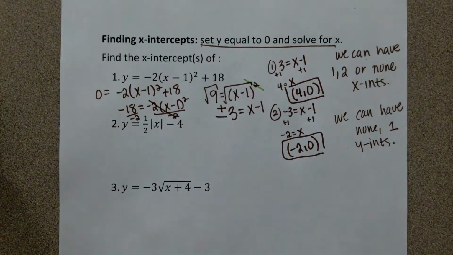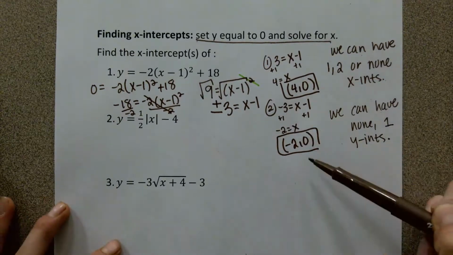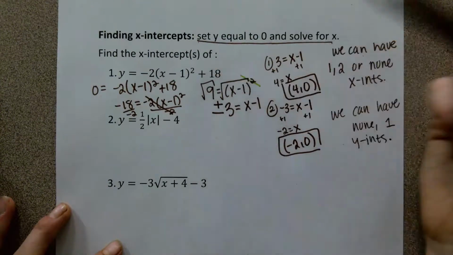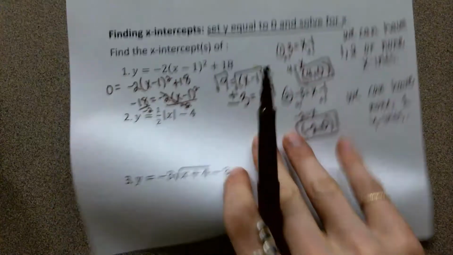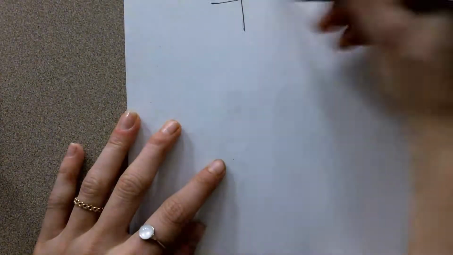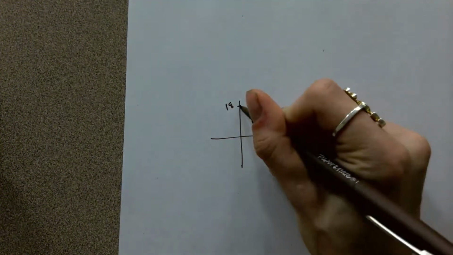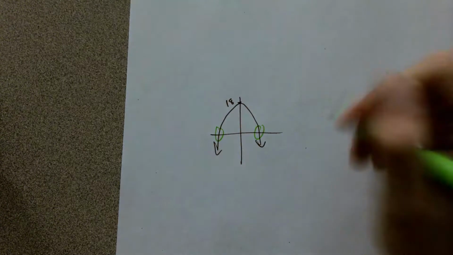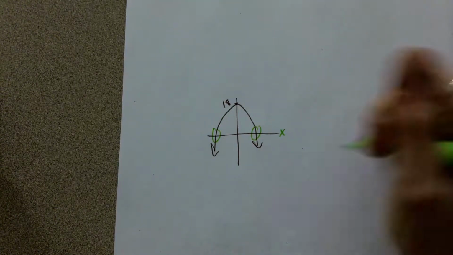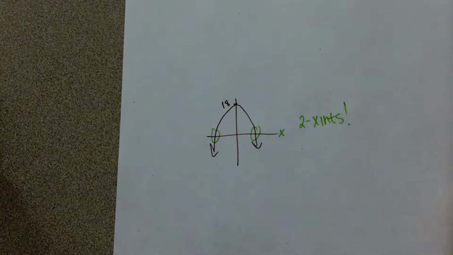I don't know why that was so blurry, but I just refocused it. All right, and that makes sense because we move up 18 units, right? And we have a quadratic and it's reflected. So that graph is going to look like this. Okay, so we have the vertex at 18 and our quadratic is going down because it's reflected. So we have 2 places where our function crosses our x-axis. So we have 2 x-ints. Okay, so that makes sense.